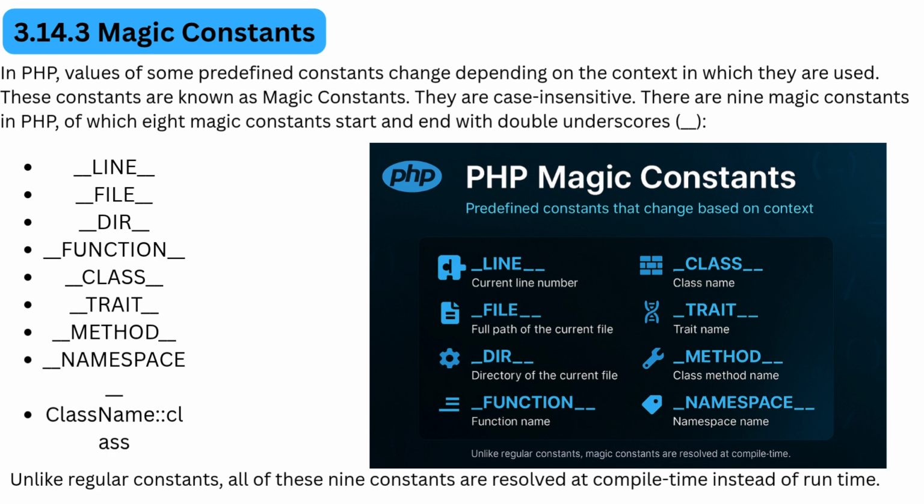Magic constants in PHP are case-insensitive, which means you can write them in uppercase or lowercase, and PHP will still recognize them. There are 9 main magic constants in PHP, and 8 of them begin and end with double underscores, that is, 2 underscores before and after the constant name. Let's list them out first. __LINE__, __FILE__, __DIR__, __FUNCTION__, __CLASS__, __TRAIT__, __METHOD__, __NAMESPACE__, and ClassName::class. Let's understand what each of them does in smooth, clear language.